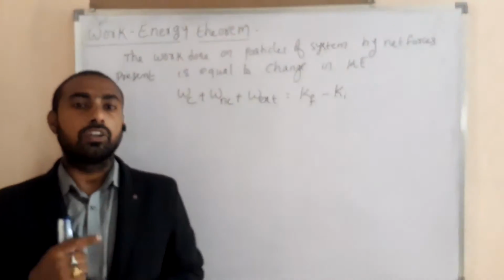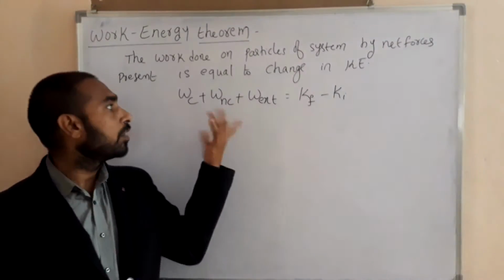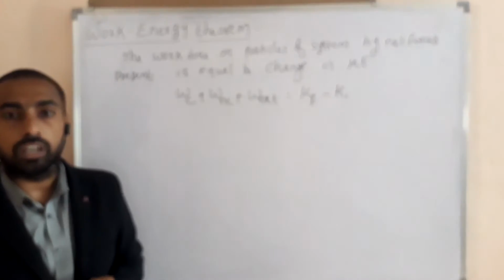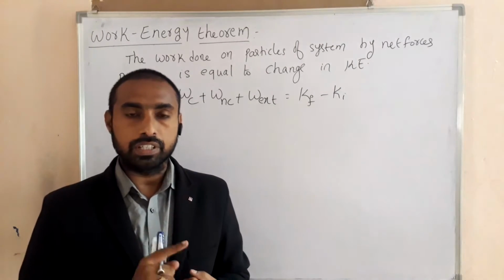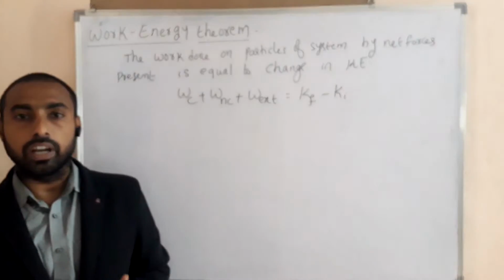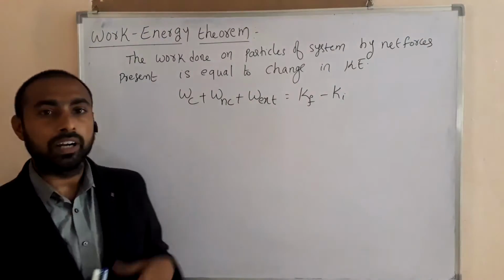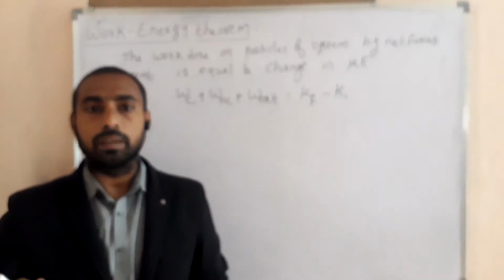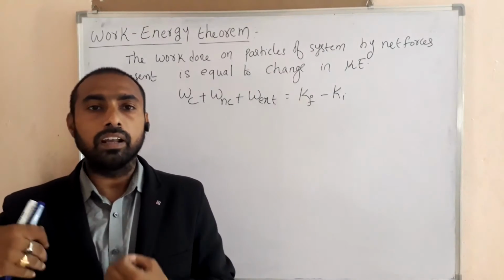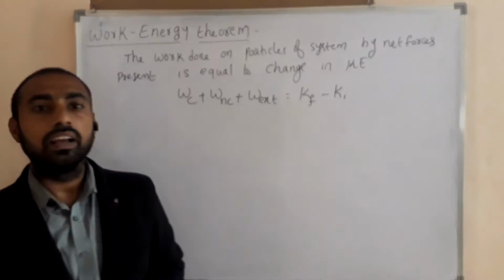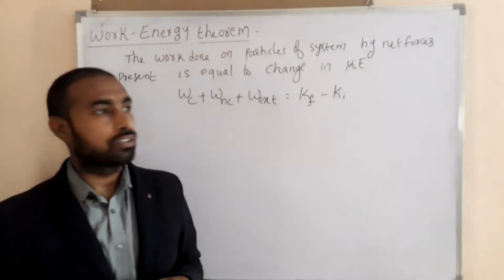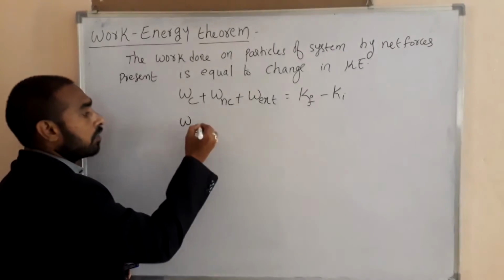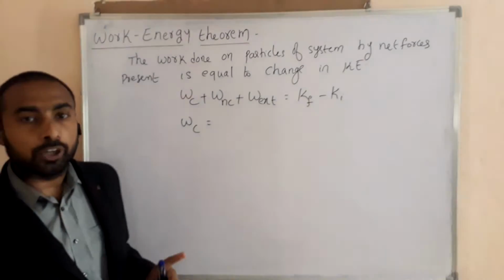And another one is the non-conservative force. Non-conservative forces mean total work done in one round trip by a non-conservative force is not equal to 0. And what are the examples of non-conservative forces? Viscous force, frictional force, and air resistance force come under non-conservative forces. External force means if we apply any force externally, it will come under the work done by the external force.